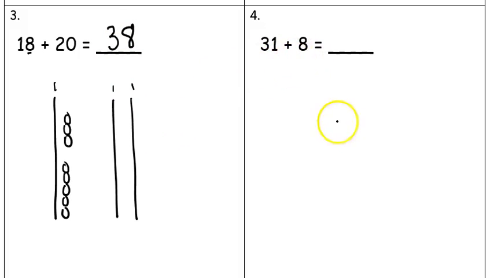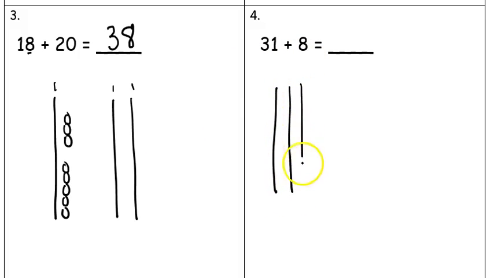The next problem, let's do 31 plus 8. I'll start by showing 31 as 3 groups of 10 and 1. And I'll add 8 ones to that. So I'll draw 1, 2, 3, 4, 5, 6, 7, 8. Now you can see we have 3 groups of 10 and 9 ones. So 31 plus 8 equals 39.